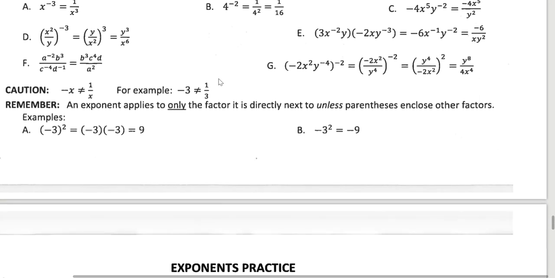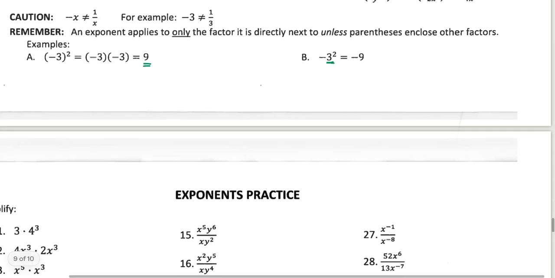And then it does say, remember, an exponent applies to only the factor it's directly next to, unless there are parentheses. Okay, so this is what we've talked about on a calculator, which is (-3) to the power of 2 will give you the answer 9. But if you put -3 to the power of 2 in your calculator, it will do the 3 to the power of 2 first and then put the negative on. Okay? All right.